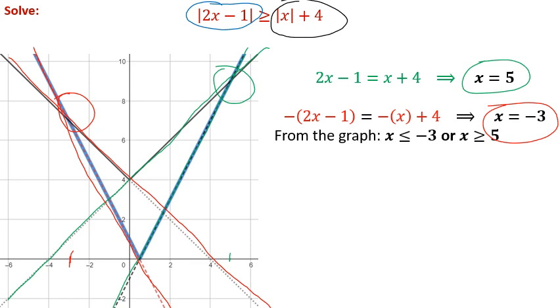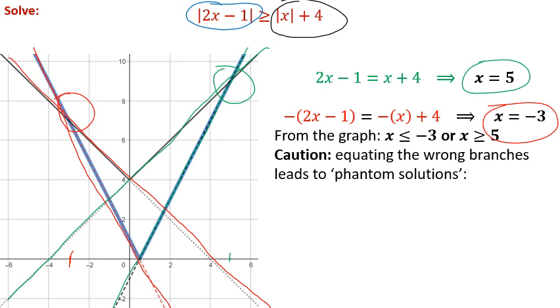So we can see that x needs to be either less than or equal to negative 3 or greater than or equal to positive 5. Provided that is the case, then you will definitely be in a region where the inequality holds, and there are no other regions where that's the case.